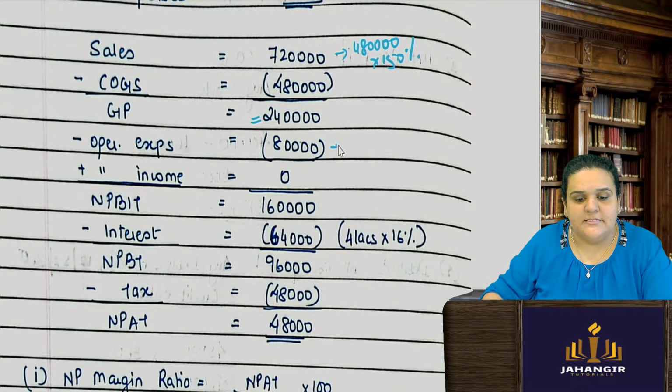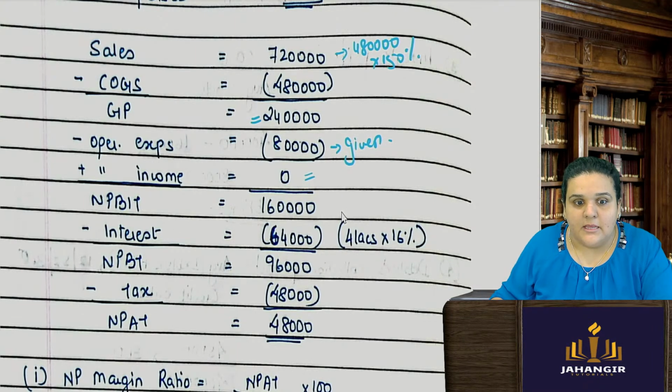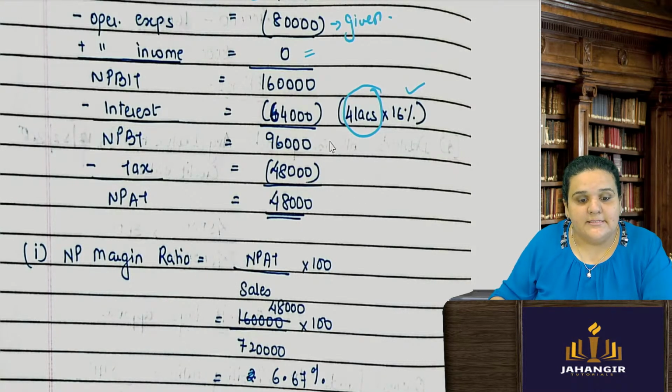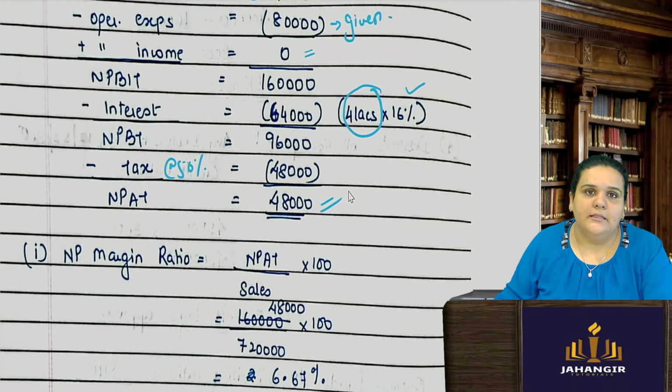Operating expenses are given. There is no operating income. So net profit before interest and taxes is 1,60,000. I know my interest. How? Because 4 lakhs I am borrowing at the rate of 16%, so 64,000. Net profit before tax is 96,000. Tax rate is 50%, so 48,000. Net profit after tax is 48,000.